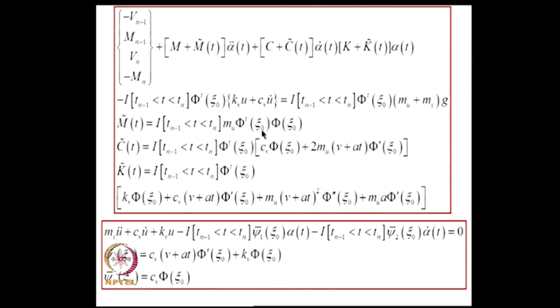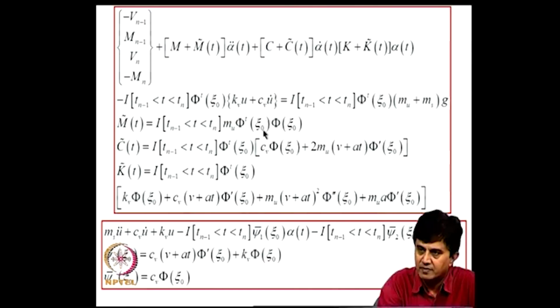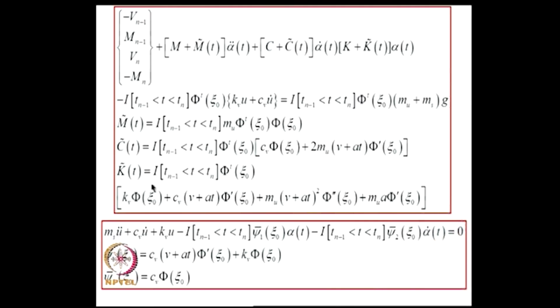So, xi naught itself is the position of the wheel which changes with time. So, it is Vt plus half at square. So, there is a time dependency here also. So, all these terms are functions of time. So, we get the governing equation for the beam and for the vehicle.